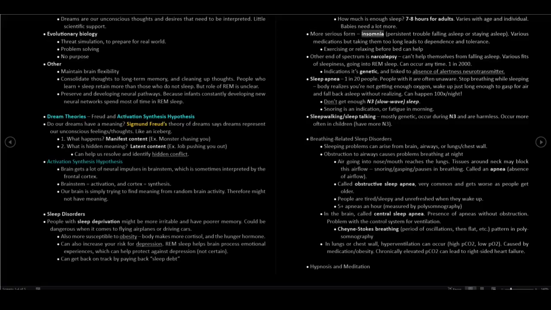A more serious form is insomnia, persistent trouble falling asleep or staying asleep. There are various medications, but taking them too long leads to dependence and tolerance. Exercising or relaxing before bed can help. At the other end of the spectrum is narcolepsy, where people can't help falling asleep. Various fits of sleepiness, going into REM sleep, can occur anytime. It affects 1 in 2,000. There are indications it's genetic, and linked to the absence of an alertness neurotransmitter.